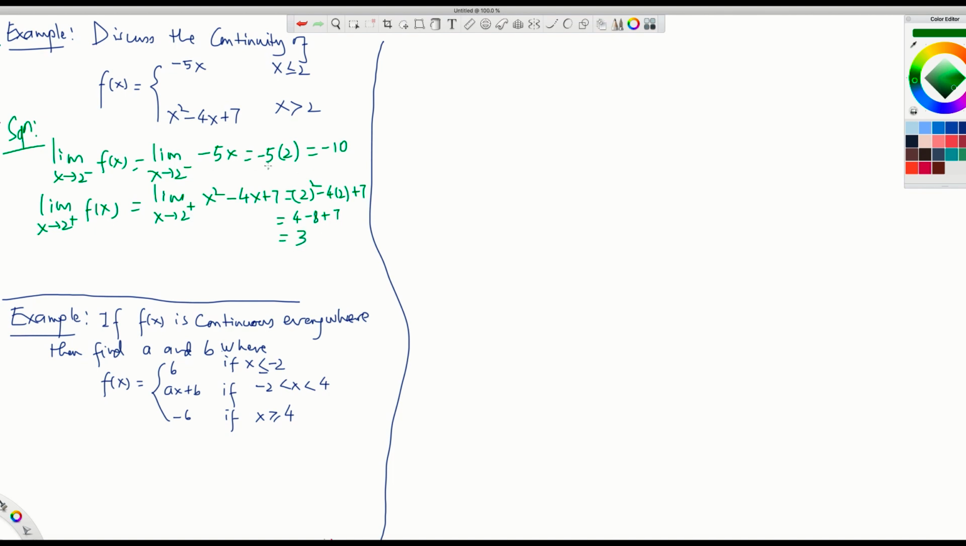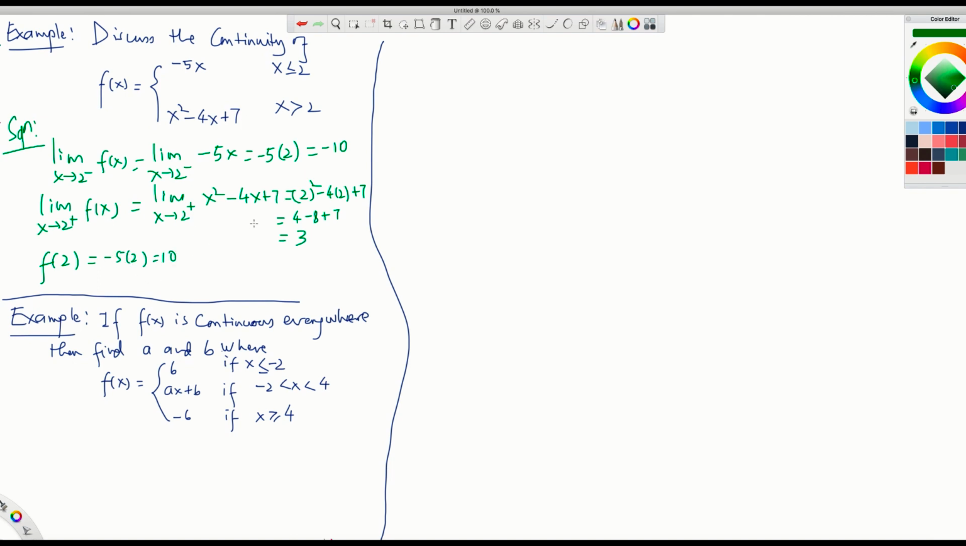So the left limit is not equal to the right limit. So the limit does not exist. The limit does not exist means the function is not continuous. Although you can find out what f at 2 is. What is the functional value? Which piece should I pick for the functional value? You are right, the top piece, because it says x is less than or equal to 2. Equal to 2 means that is the piece you pick for the functional value. That is negative 5 times 2, which is negative 10.